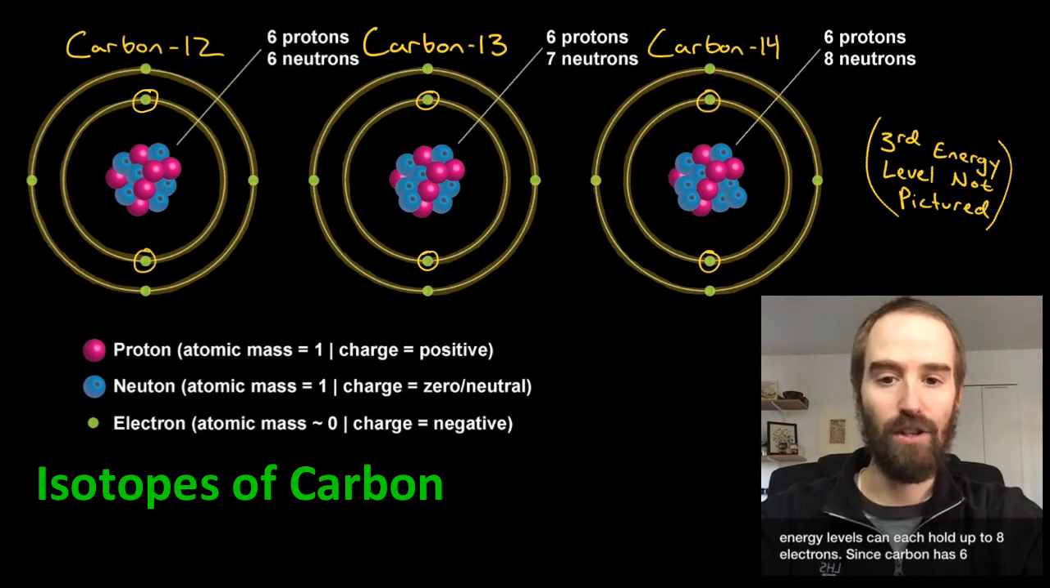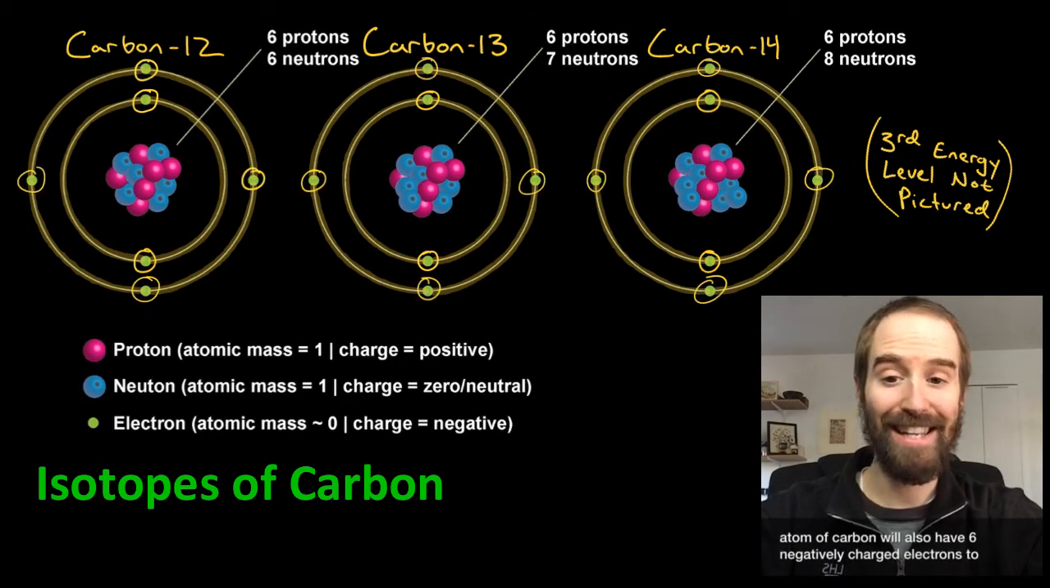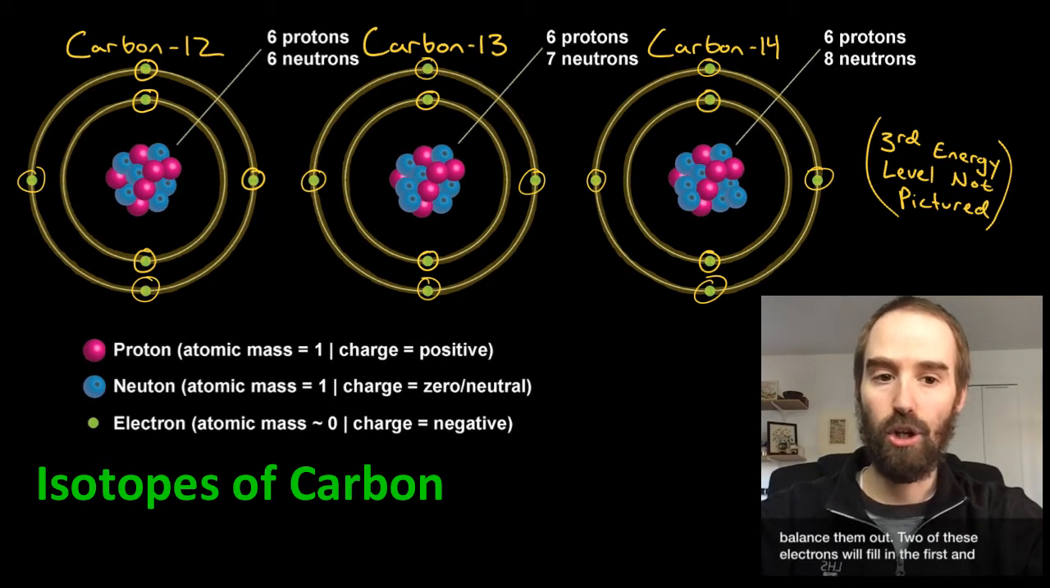Since carbon has 6 protons, or 6 positively charged particles in the nucleus, a neutral atom of carbon will also have 6 negatively charged electrons to balance them out. 2 of these electrons will fill in the first and lowest energy level, and the remaining 4 electrons occupy the second energy level, as you can see here in this diagram.